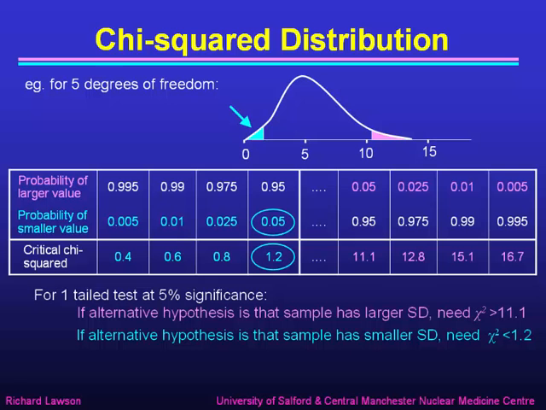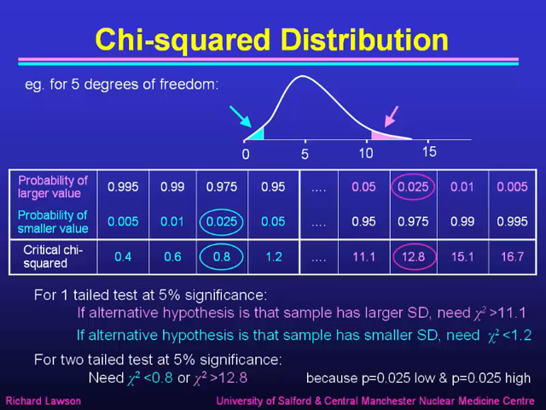On the other hand, if the alternative hypothesis is that the sample has a smaller standard deviation, then we need chi-squared less than a value in the left-hand tail, and 0.05 in the left-hand tail corresponds to a critical chi-squared of 1.2. So we would need chi-squared less than 1.2 in order to satisfy that alternative hypothesis and disprove the null hypothesis.